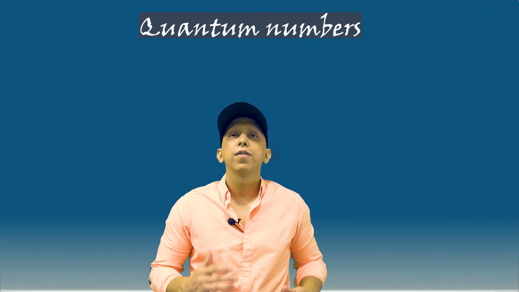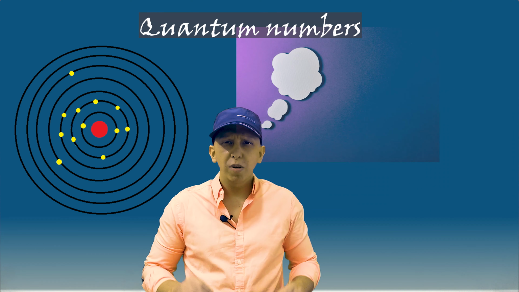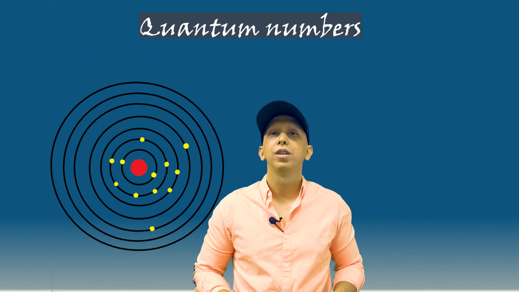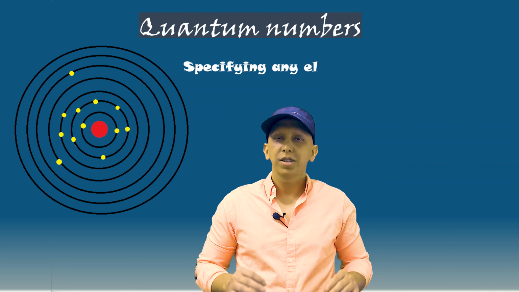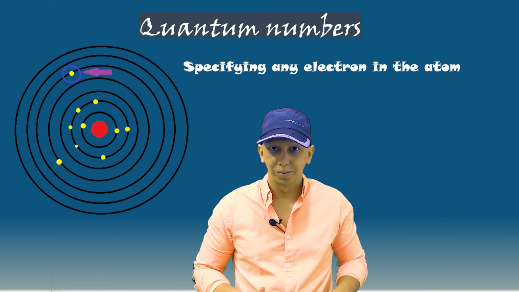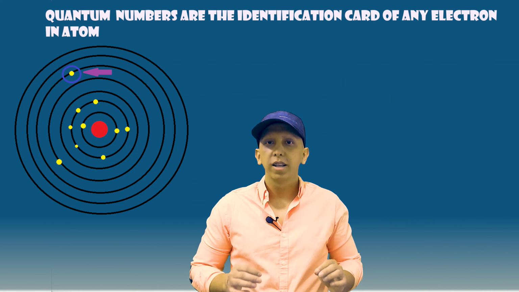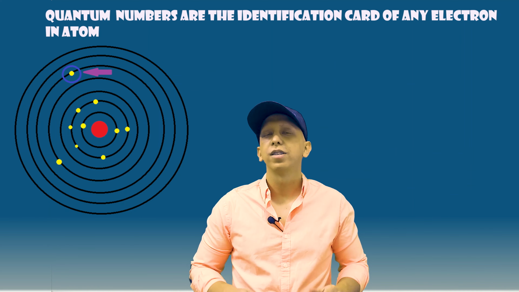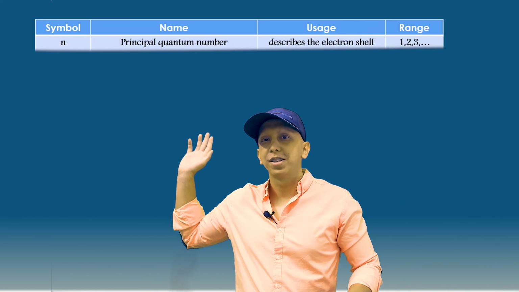At first, let's find out what they are good for. The most common usage of the quantum numbers is specifying any electron in the atom. In fact, the quantum numbers are the identification of electrons in an atom. Now it's time to introduce the first quantum number.